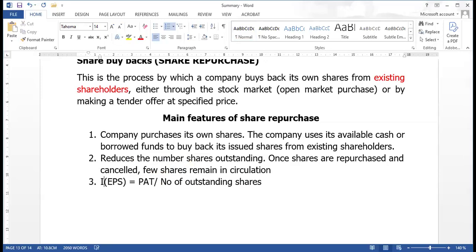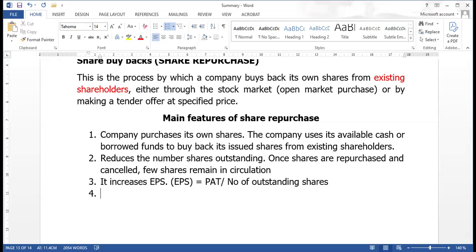Another feature is that it increases the EPS. Remember, there are many features, but you're simply talking about the share purchase. You don't need to struggle with points. As long as you know the impact of this share purchase, you can really know the points.